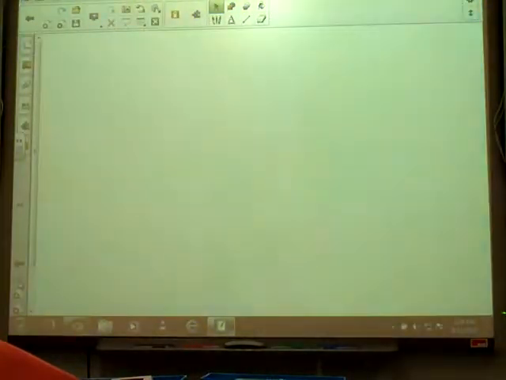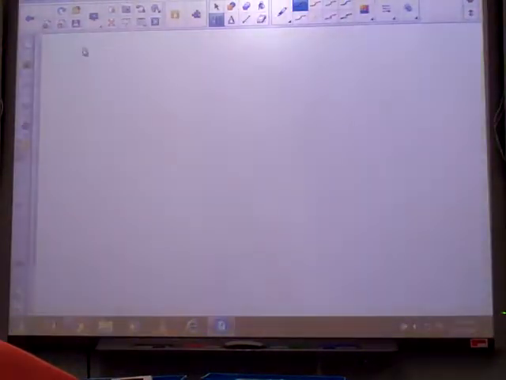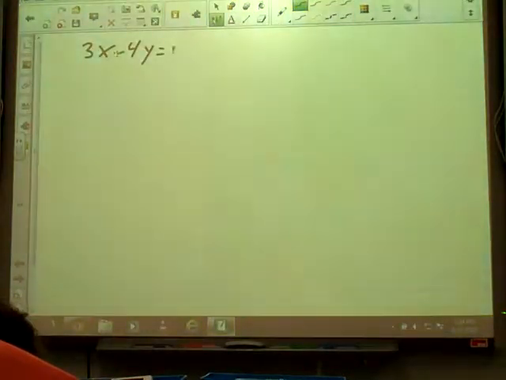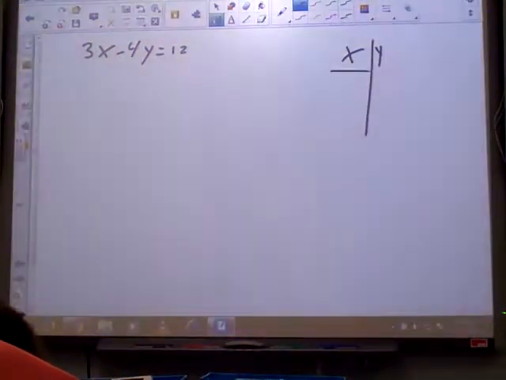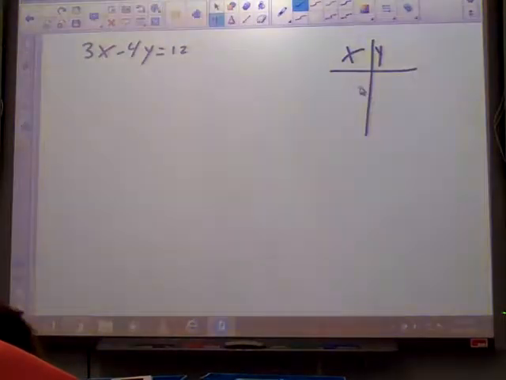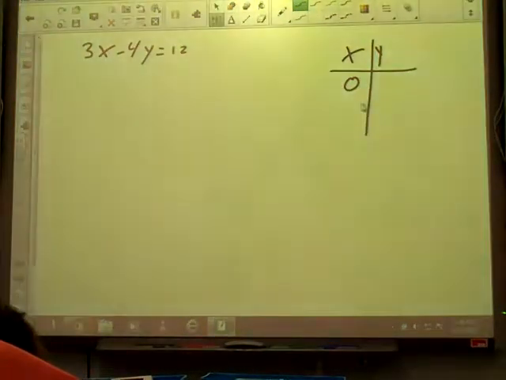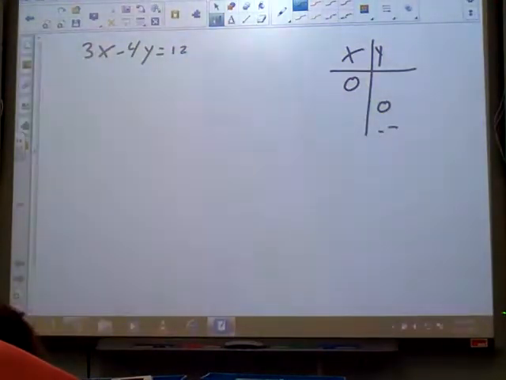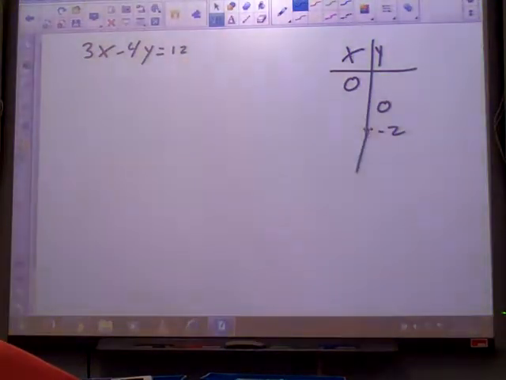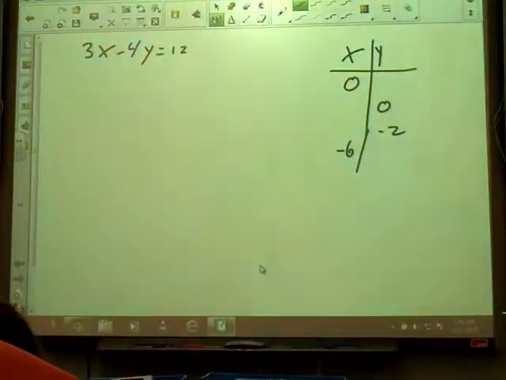Alright, what we've got to start with before we start actually graphing: an equation that says 3x minus 4y is equal to 12, and a partial input-output table. I know some values that we're going to find: an x of 0, a y of 0, a y of negative 2, and an x of negative 6. Just reviewing some input-output stuff.